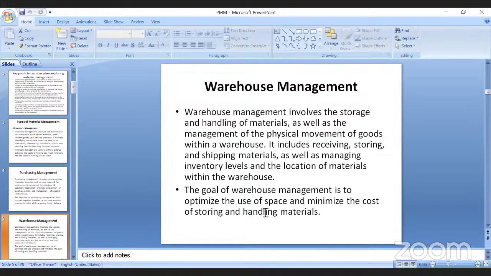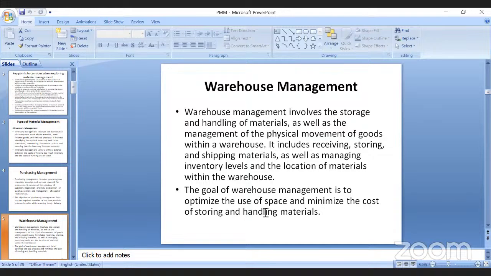Yes or no? It also consists of the FIFO method, sir. Yes, FIFO method. First in, first out. If you follow the FIFO method, you can consider that you are managing the warehouse very effectively. Right. That means warehouse management involves the storage and handling of materials as well as the management of physical movement of goods within a warehouse.